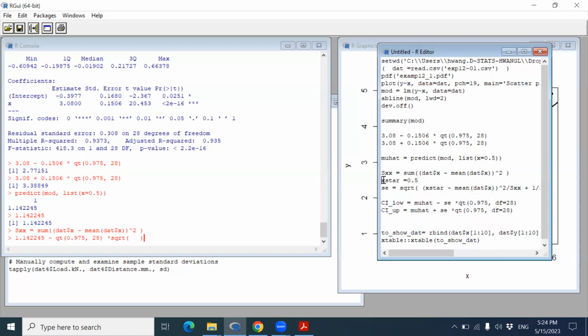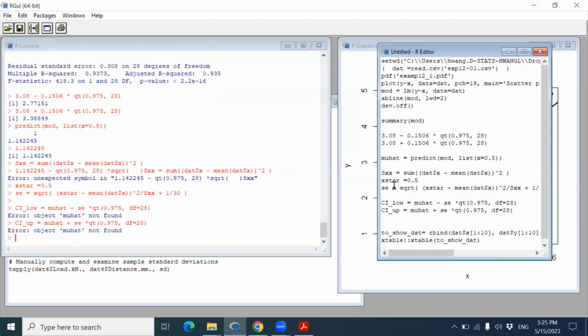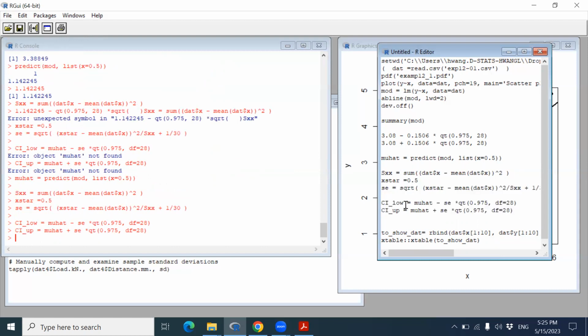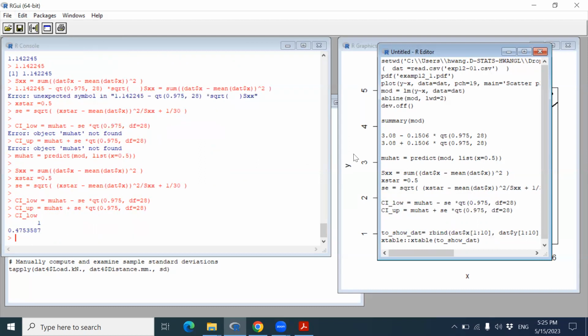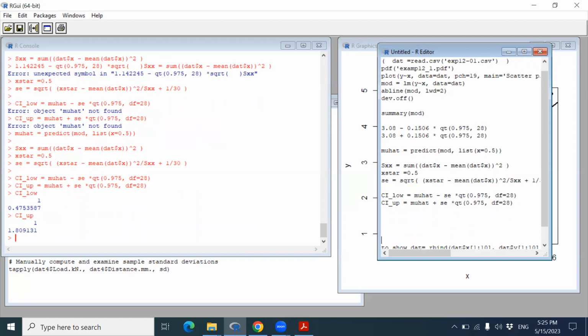So let me run these few lines so that I'll have my confidence interval. Just a second, the mu hat part, and then the next few lines. Let's see, what is the lower bound? It's 0.475, and then the upper bound, if we check it, is 1.8. Now, what if we wanted the prediction interval?